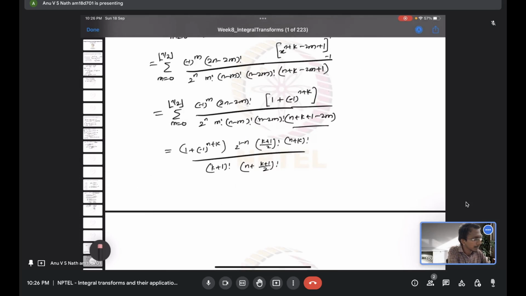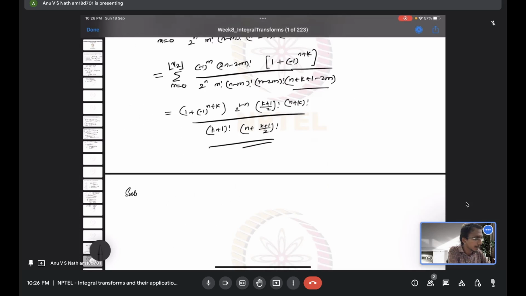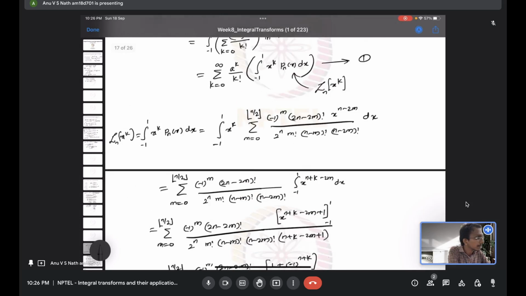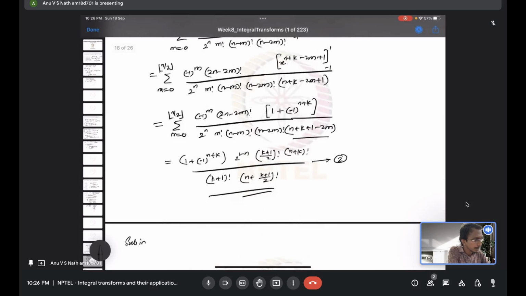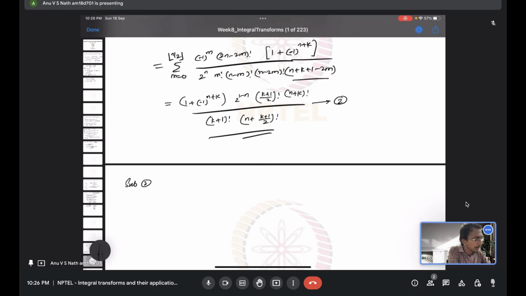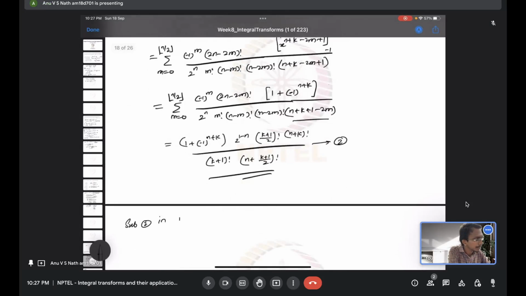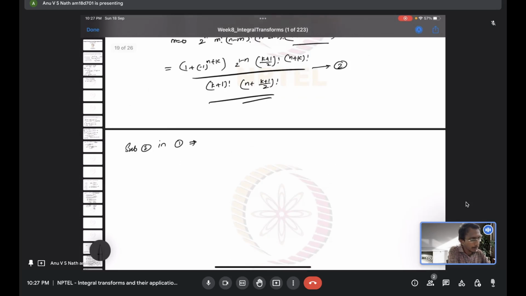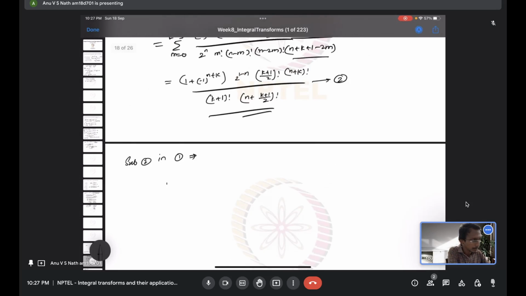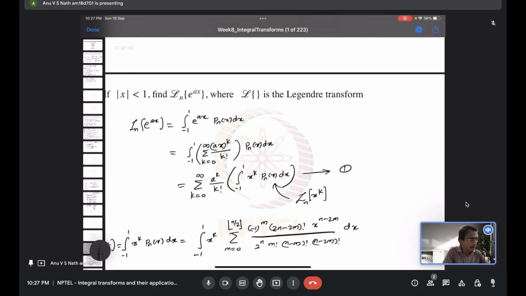we call this equation 2, and sub 2 in equation 1. Then you will get the Legendre transform of exponential of ax. So you will get a similar series. Now the expression in 2 should be multiplied with a raised to k, divided by k factorial. Then you have to take a summation from k equal to 0 to infinity.